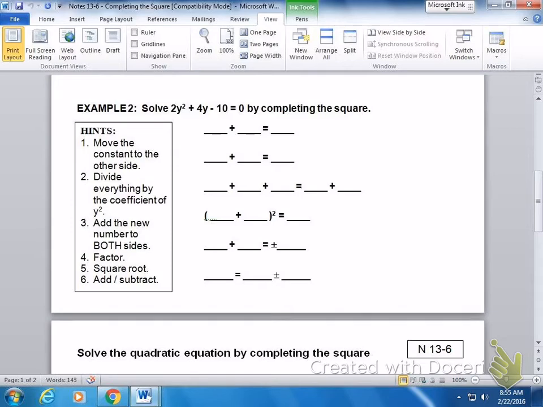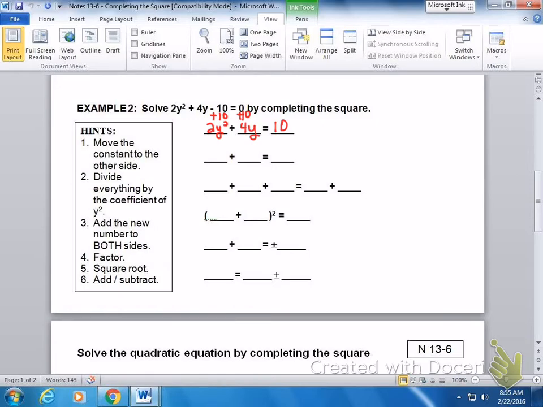It says move the constant to the other side. So what I'm going to do is add 10 to both sides, and I'm going to rewrite it below. Now I have 2y squared plus 4y equals positive 10. So I move the c to the other side.